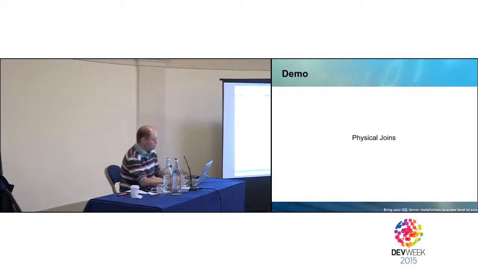I just want to show you what happens when the memory grant for such a hash join is too small. I create here two tables with 1,500 rows. And I'm hinting here SQL Server for a hash join.